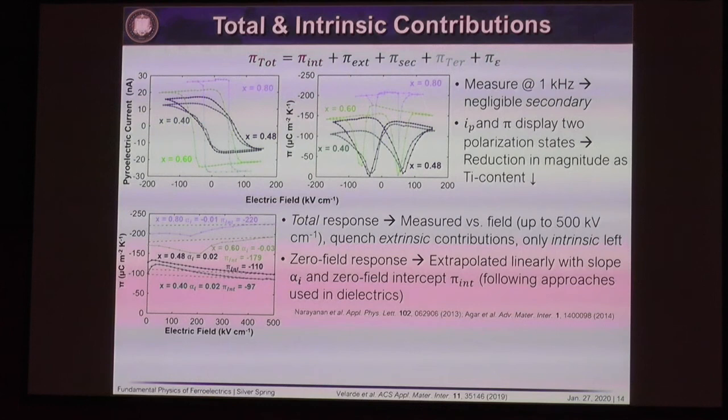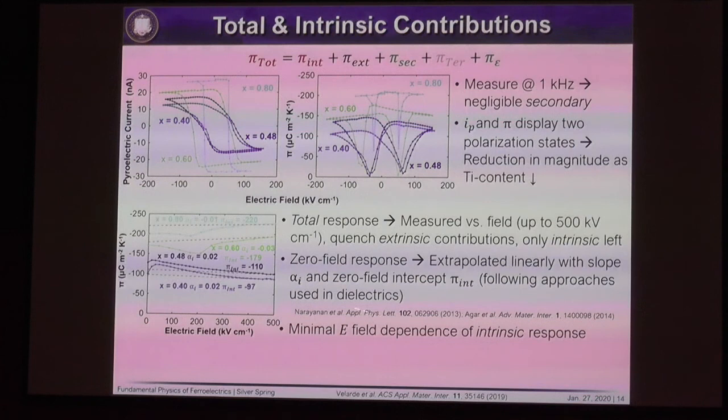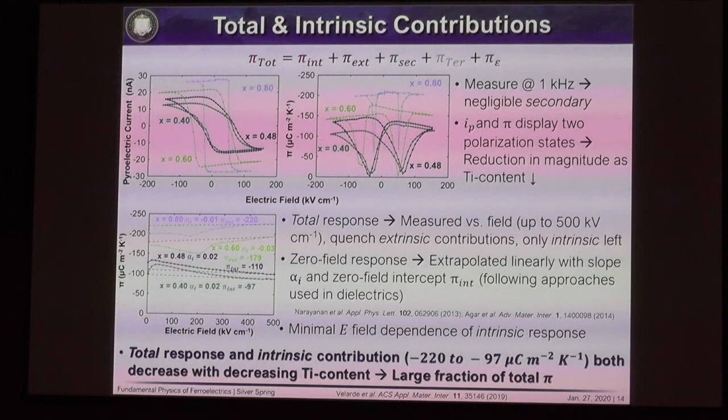So when we do these sorts of things, what we find is that there's a relatively small E-field dependence of the intrinsic response in PZT materials. And the total and intrinsic response both decrease with decreasing titanium content, and they can be quite large. The intrinsic contribution can be quite large. It's a large fraction of what we've measured for some of these materials.